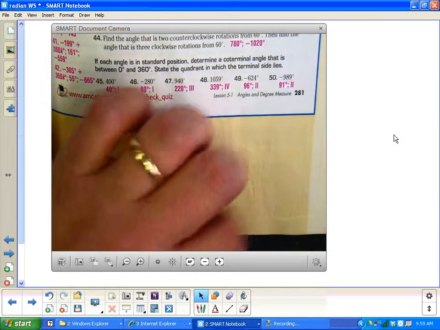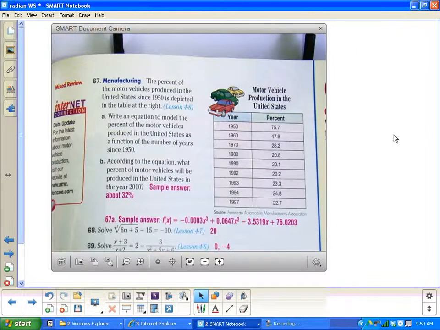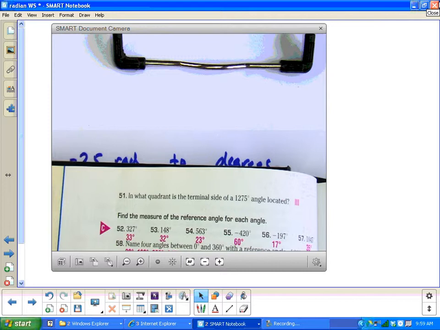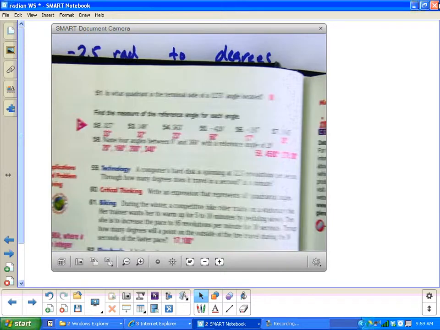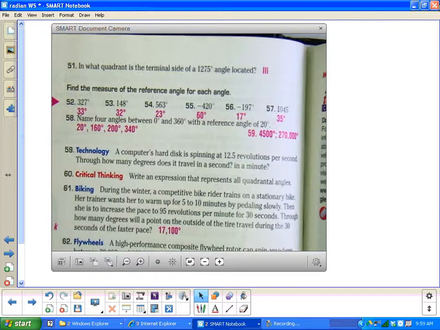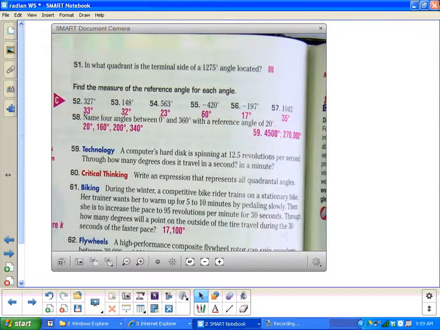Now, let's check the reference angles. You had 51 and then 52 through 57. Okay. All right, y'all check over these. We'll go through the reference angle rules.